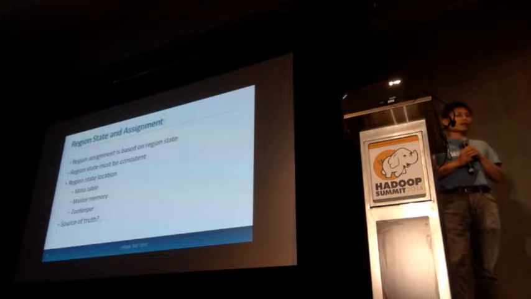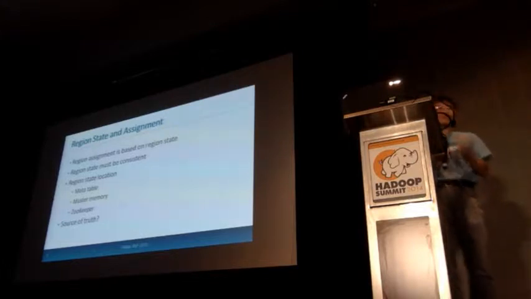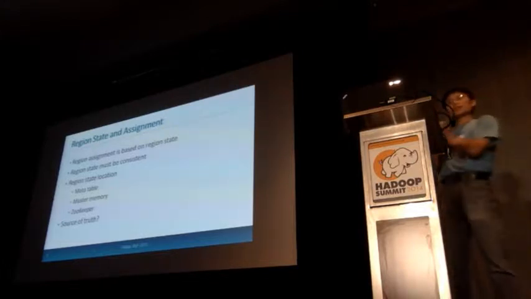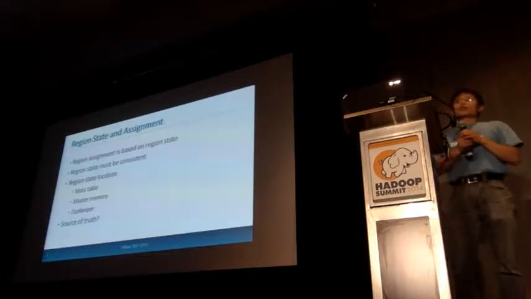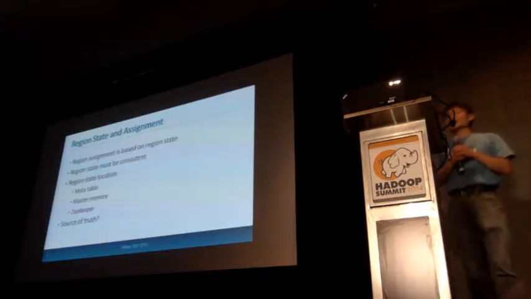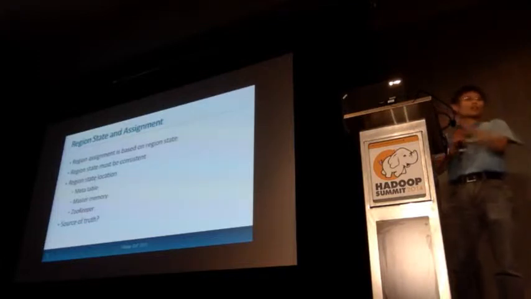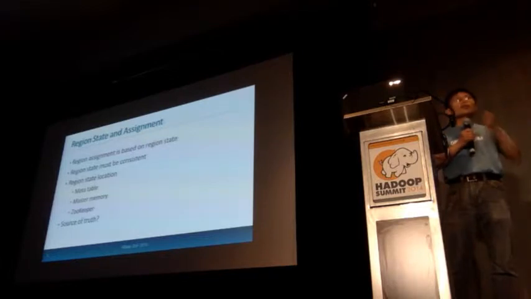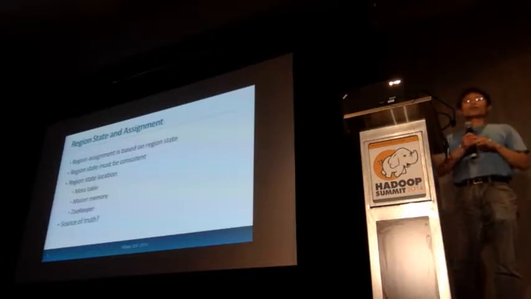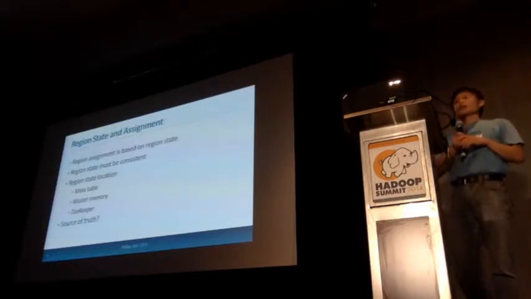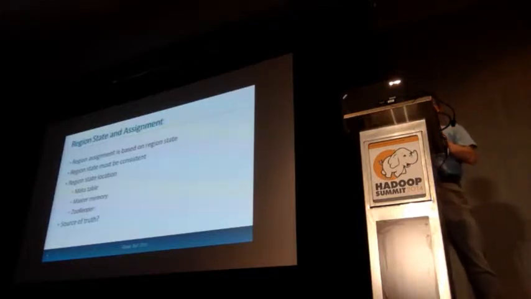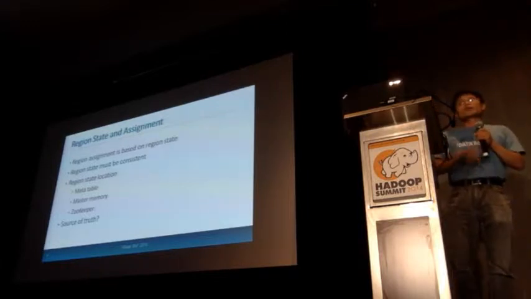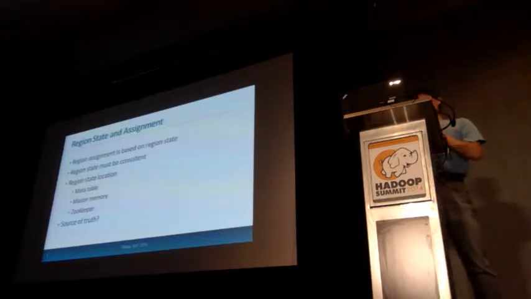The reason for the second one is that region assignment uses the region state. The region is assigned based on the region state: if a region is open, or closed, you need to assign someone. But the region state must be consistent for proper assignment. Suppose a region is assigned to someone, but the master doesn't record it, then you will probably assign it to someone else, so it is assigned twice. Currently, the region state is stored in the meta table, in the master memory, and in ZooKeeper. It is hard to know which one is the source of truth, so it is kind of complex.